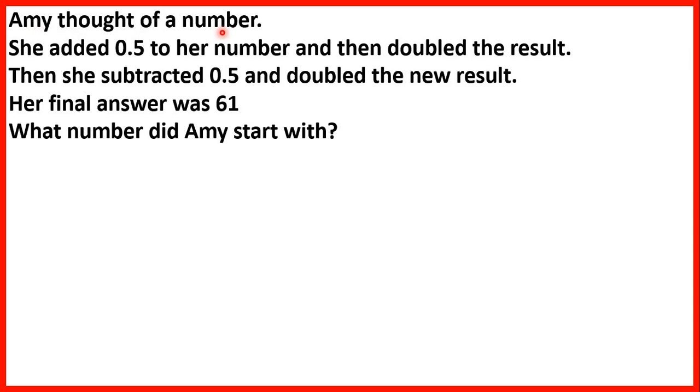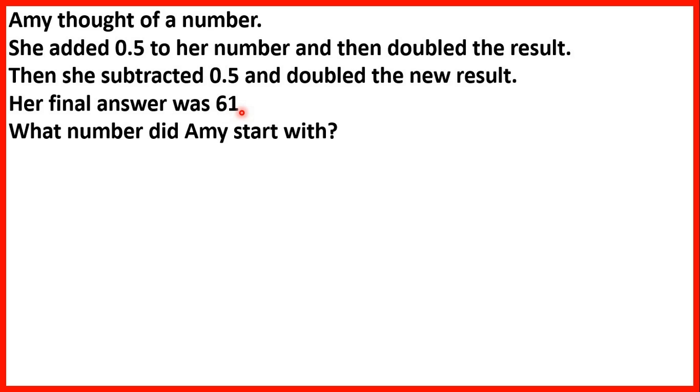Amy thought of a number. She added 0.5 to her number and then doubled the result. Then she subtracted 0.5 and doubled the new result. Her final answer was 61. What number did Amy start with?